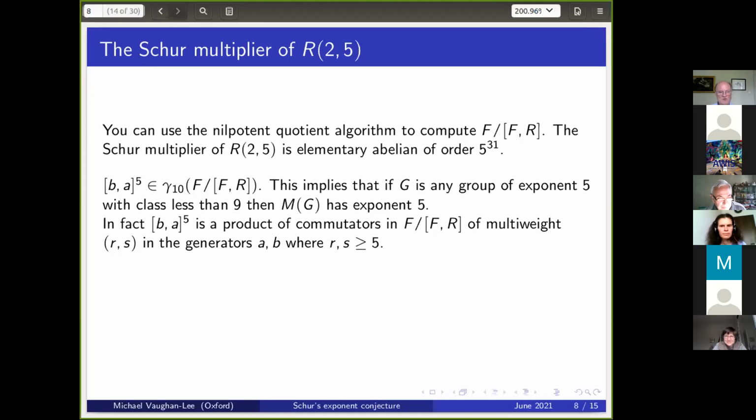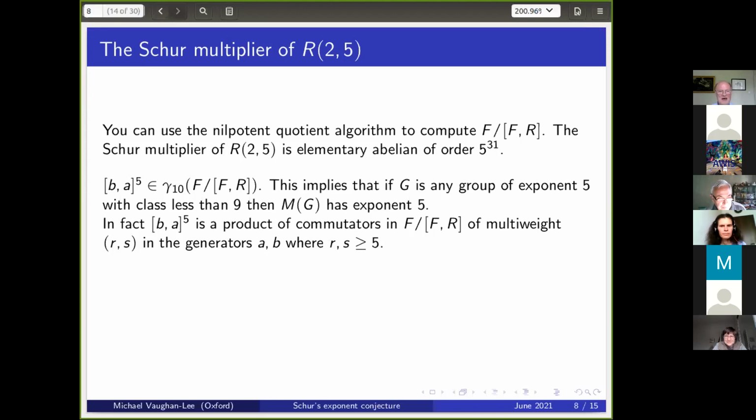And if you look in more detail, it turns out that [B, A]^5 is a product of commutators in F over [F, R] with multiweight (r, s), where r and s are greater than or equal to 5. So it's a product of commutators where there are at least 5 A's and at least 5 B's in every single commutator in the product.